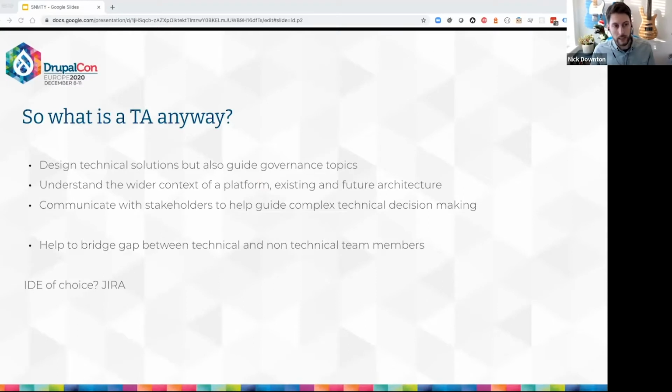So yeah, my job role as a TA, essentially what I'm doing is I'm taking non-technical requirements and turning them into technical requirements. So I'm designing technical solutions, but also guiding governance. I talk about governance a lot, which is not a cool and sexy thing for a developer to be talking about, but on big platforms, it's important. My role is to understand the wider context of a platform, and I will guide the existing and the future architecture. And I'm also tasked with communicating with stakeholders. So I'm trying to help them understand complex technical decisions and why they need to make certain decisions.